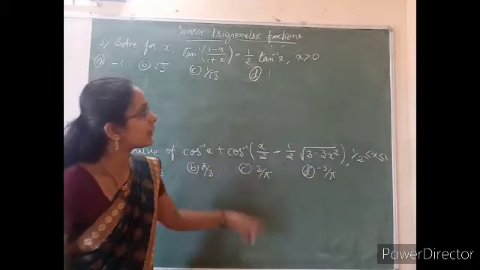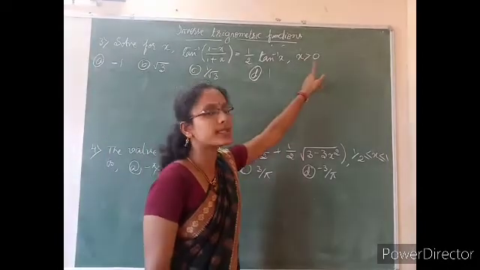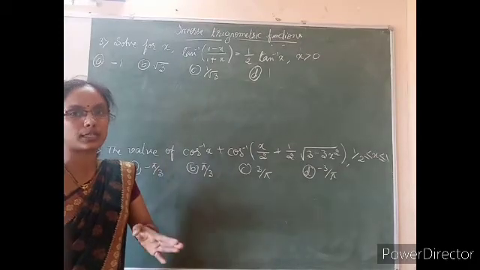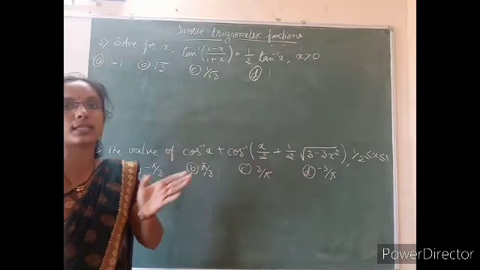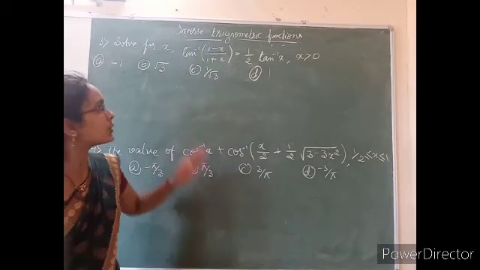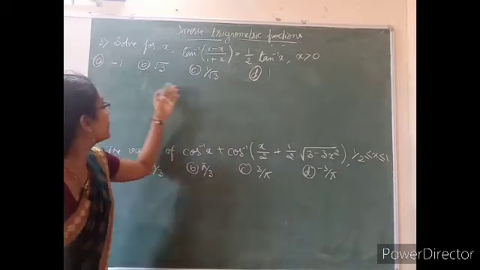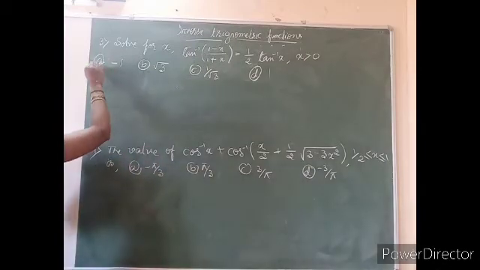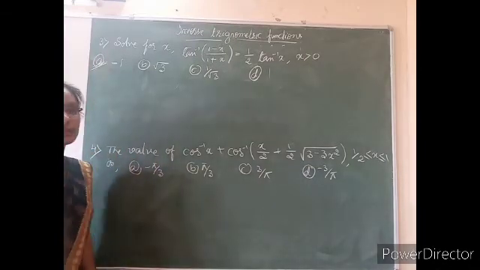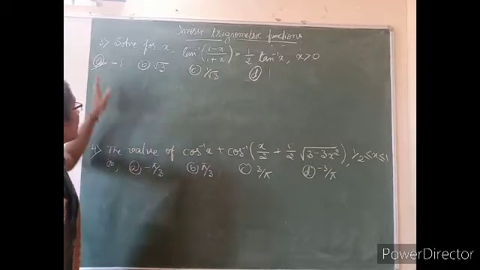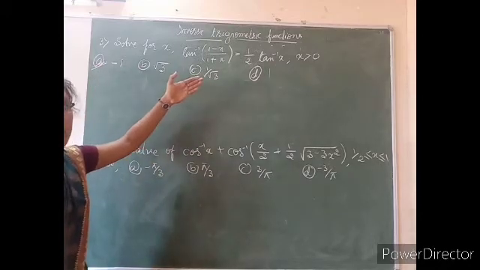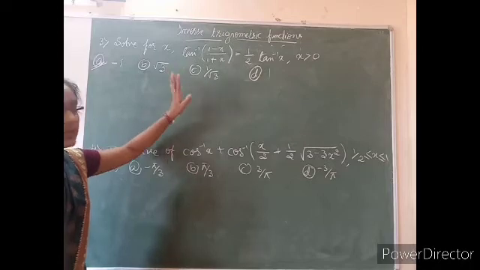First, given x is greater than 0, that is, the domain should be a positive real number. X is greater than 0. So in these 4 options, the first one is negative, therefore this cannot be an answer for the given expression. So the first answer is eliminated here. Then out of the remaining 3, 1 will be the answer.